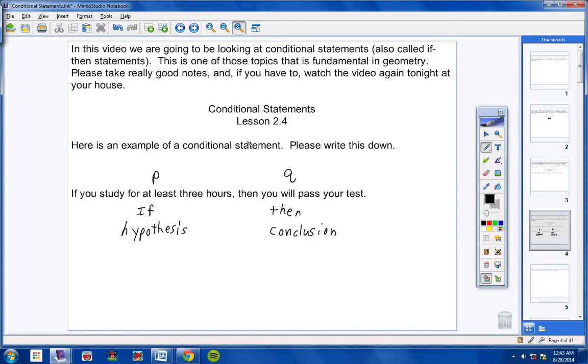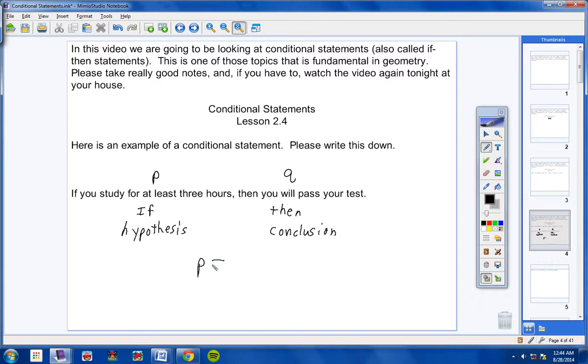So let's review for a second. We are looking at conditional statements, and they are called conditional statements because there's a condition. If something happens, then something else will happen. We call this the if part or the hypothesis. We call this the then part or the conclusion. And we also can call the if part the P part and this over here the Q part. You'll see this quite often in geometry. Write this down, please.